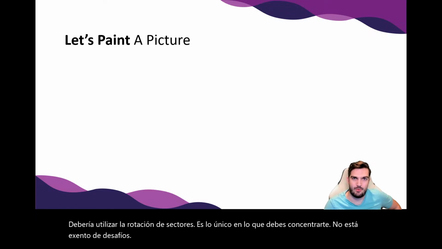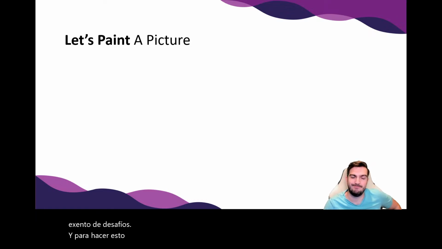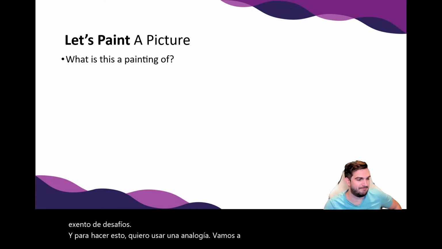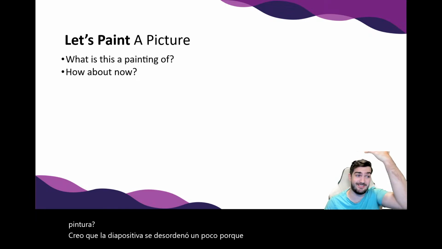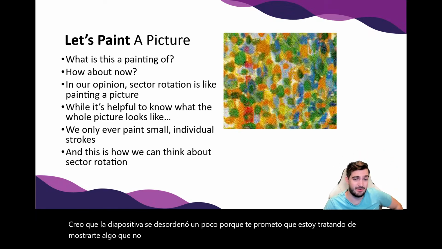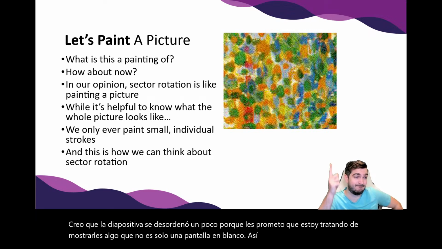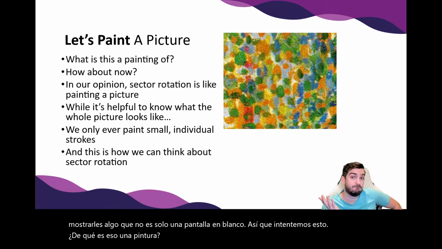And to do this, I want to use an analogy. Let's paint a picture. What is this a painting of? I think the slide got a little bit messed up because I promise you I'm trying to show you something that's not just a blank screen. So let's try this. What is that a painting of? Any guesses?